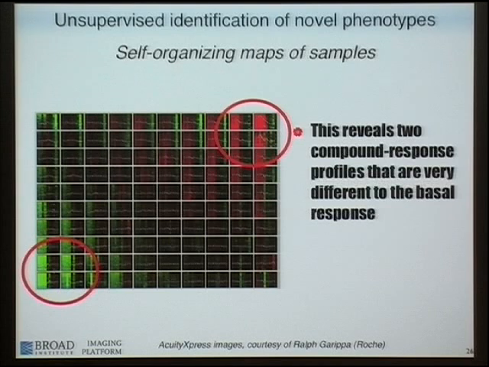Another approach for identifying things you may not have expected in an experiment is to do something like self-organizing maps of whole samples.